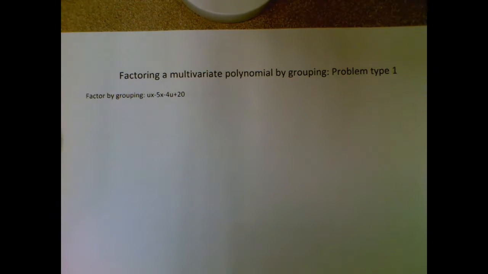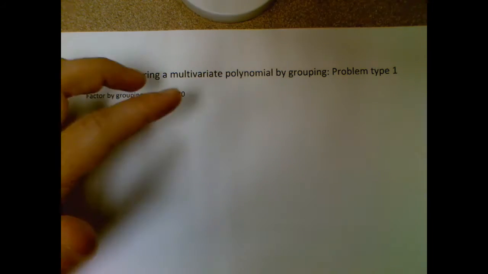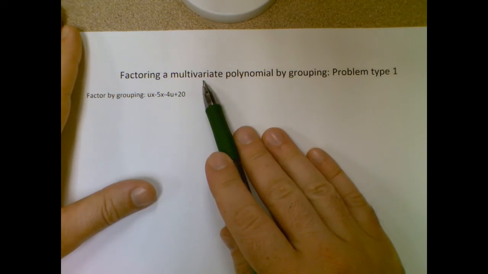Hello everybody, this is Mr. Bowman. Today we're going to be looking at the ALEX topic, factoring a multivariate polynomial by grouping, and this is problem type 1. So just a reminder, multivariate just means you have more than one variable in the problem.